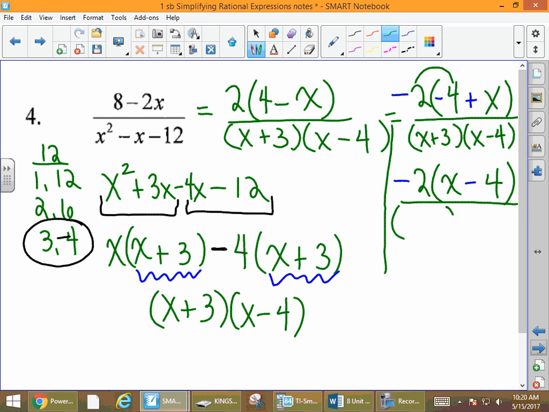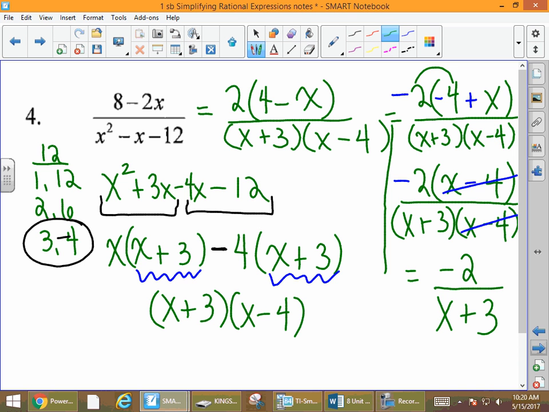And by writing it in this format, it may be a little bit easier for some to see, do we have anything exactly the same on the top and on the bottom? And now you can clearly see we have an x minus 4 on the top, and x minus 4 on the bottom. And when we divide those out, remember x minus 4 divided by x minus 4 is 1. We will end up with negative 2 divided by x plus 3 when we simplify that entire fraction.